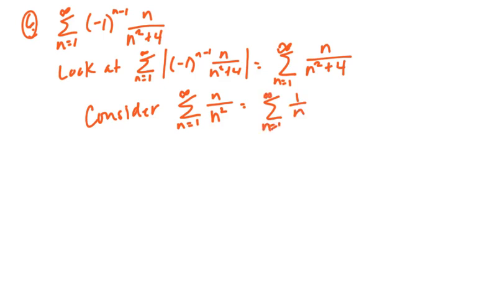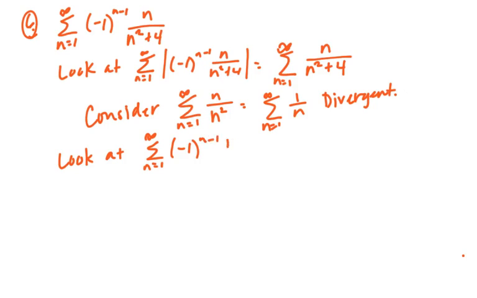Now think about this series of 1 over n. We have two options here. It's a p-series with p equals 1, or it's a harmonic series, but either way it's divergent. That means we don't have absolute convergence. So now we need to consider the alternating series. So let's look back at the series from n equals 1 to infinity of negative 1 to the n minus 1, n over n squared plus 4.